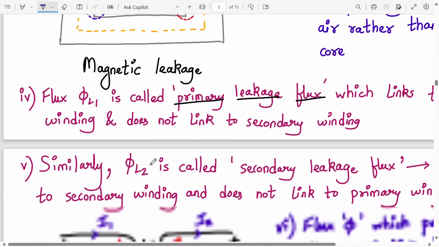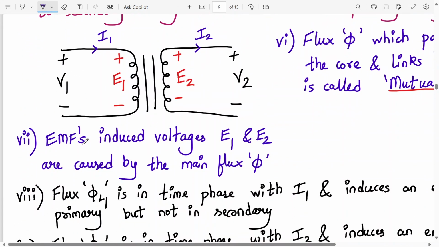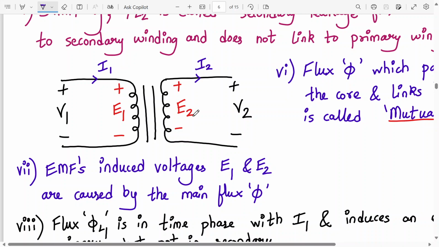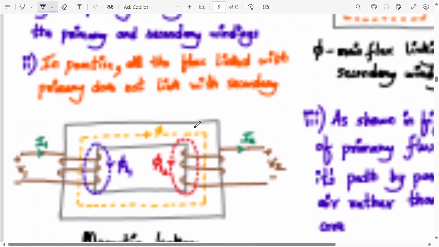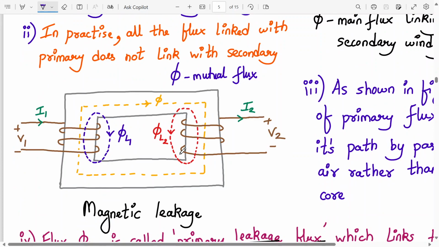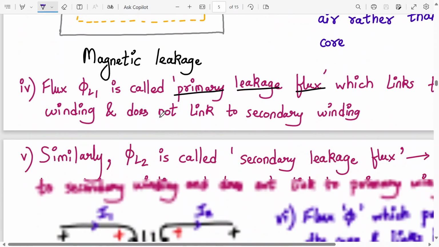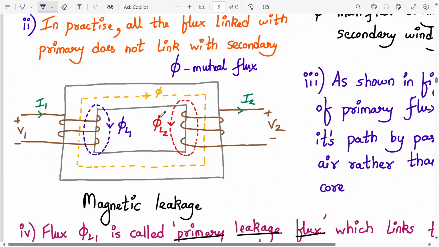Now, the EMFs induced, E1 and E2, are caused by the main flux. Remember that. E1 and E2, which are produced at the primary and the secondary, are caused by the main flux phi. So this flux phi L1 is in time phase with I1 and induces an EMF EL1 in the primary but not in the secondary. This phi L2 is in time phase with I2 and induces an EMF EL2 in the secondary but not in the primary.